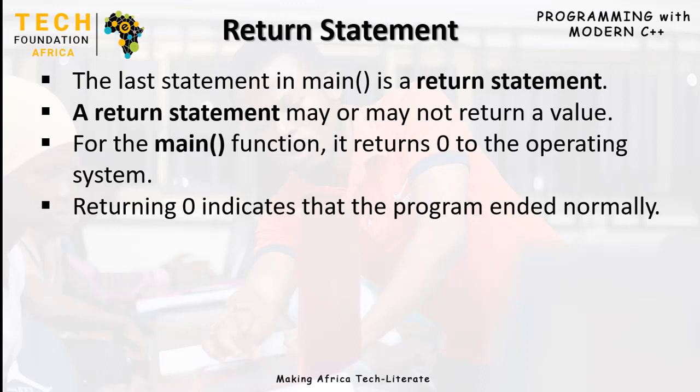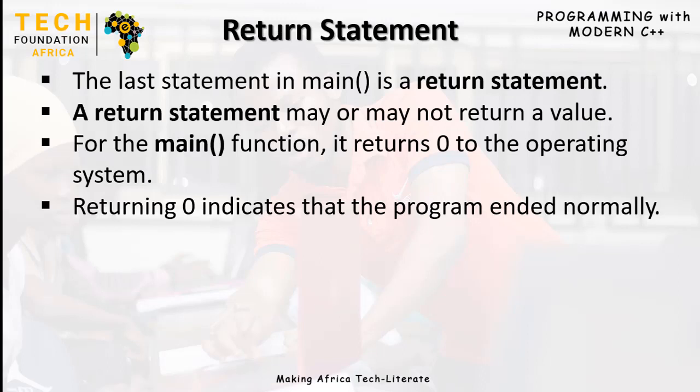So in your program, you don't explicitly invoke the main function. No, the main function is only supposed to be invoked by the operating system. Is that okay? Now, a return statement may or may not return a value. If you look at the header for our main function, it says int main. Is that okay? Down there we have return 0.